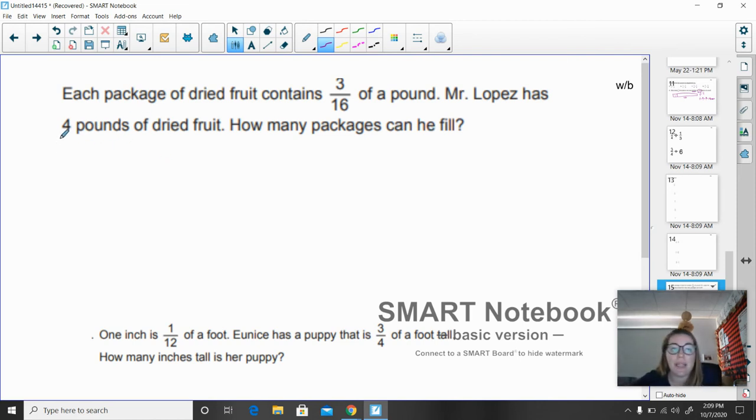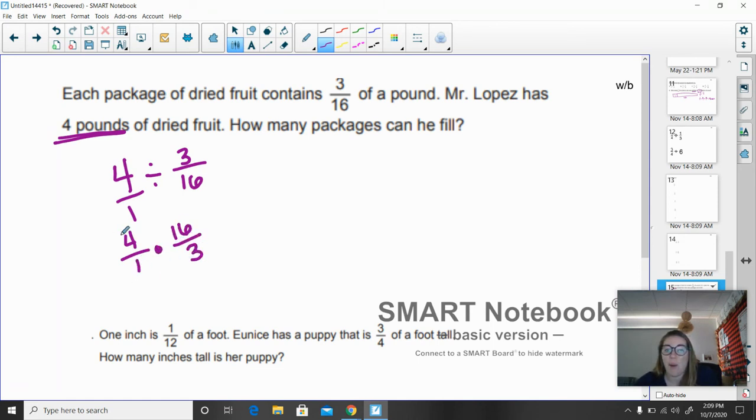So what's actually being divided up is this 4 pounds. So I'm doing 4 pounds divided into 3/16 of a pound. So again, this has to be over 1. We can't divide a whole number. So I keep, change, flip, and now I actually can't cross simplify. So I have to go straight across the top and straight across the bottom. I know 1 times 3 is 3. Now 4 times 16, I would do 4 times 10 is 40. 4 times 6 is 24. 24 plus 40 is 64.